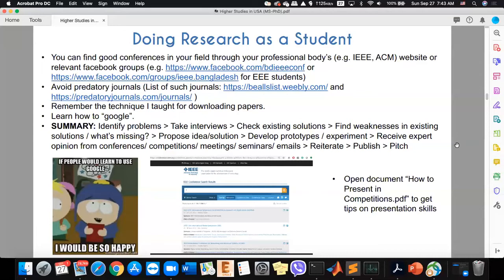So now the question is, how do I understand good conferences or good journals? So I already told you how to identify a good journal: there is a list of reputed publishers. And for good conferences in your field, it's best to publish with professional bodies, for example in the case of computer scientists and electrical engineers, we prefer to publish with IEEE or ACM.